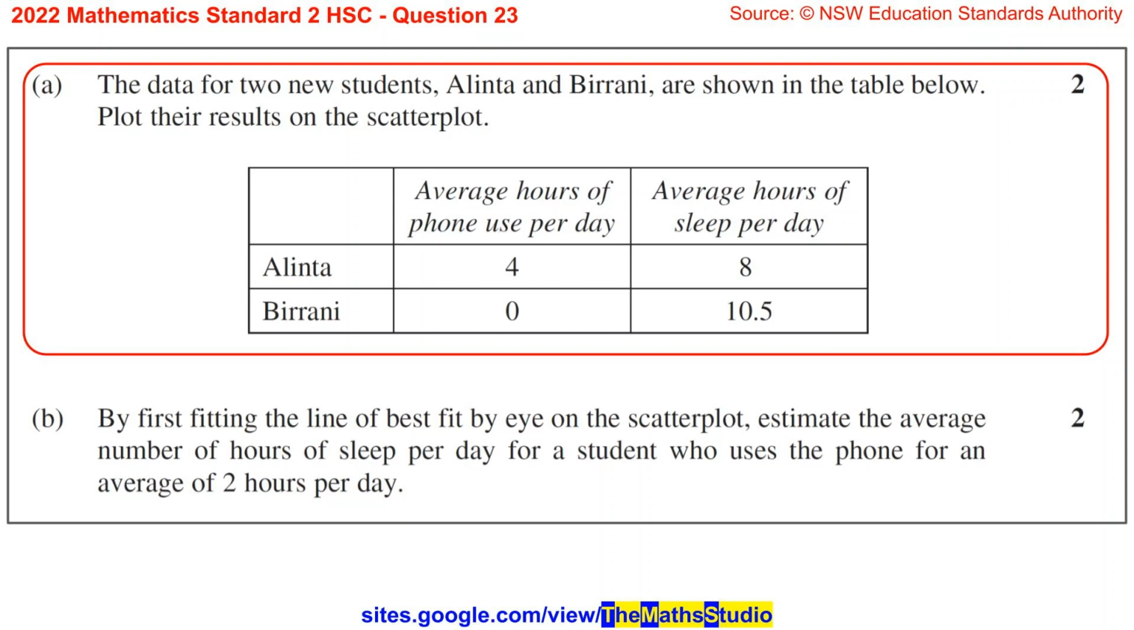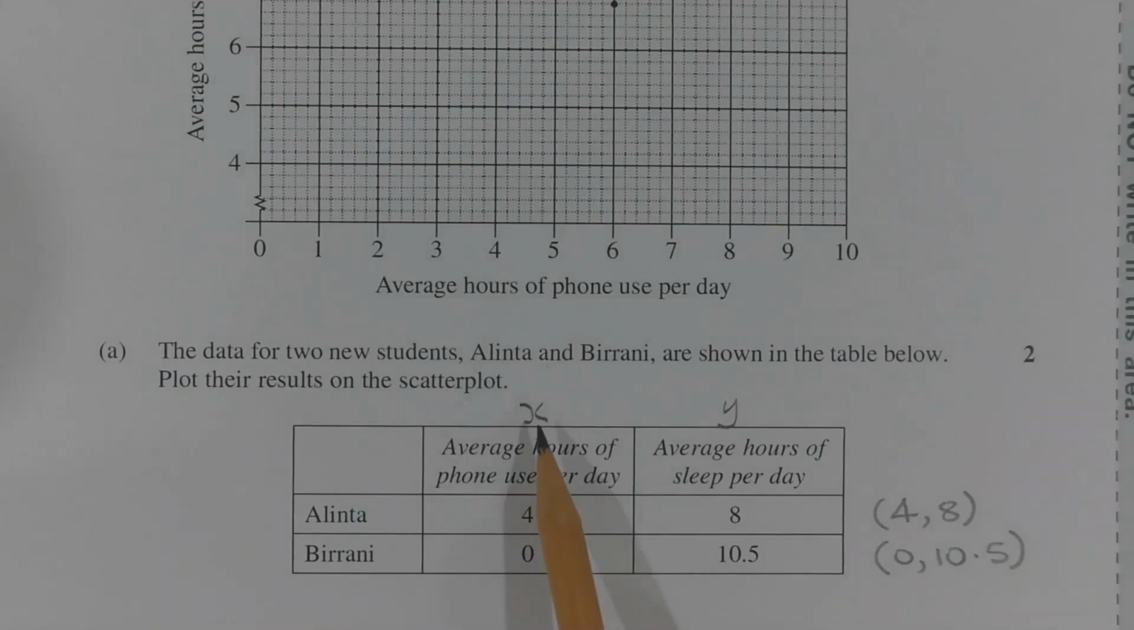Part A. The data for two new students, Elinta and Barani, are shown in the table below. Plot their results on the scatterplot. The average hours of phone use per day column represent X values and the average hours of sleep per day represent Y values. So the point that corresponds to Elinta has coordinates 4, 8, and the point that corresponds to Barani has coordinates 0, 10.5.